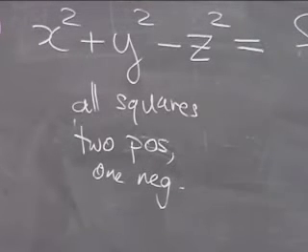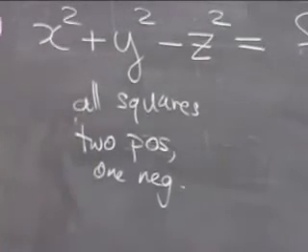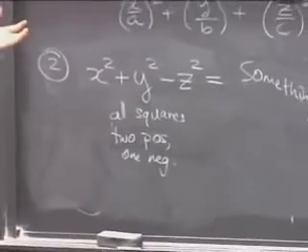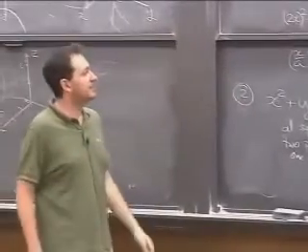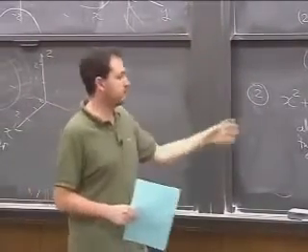What if they're all negative? So suppose it was minus x squared minus y squared minus z squared equals 1. No solution. Can't have negative squares. The left-hand side would be negative. Unless, of course, the right-hand side was minus 1, in which case you multiply by negative 1, and everything becomes positive. So everything is in one of those two, as long as everything is squares.